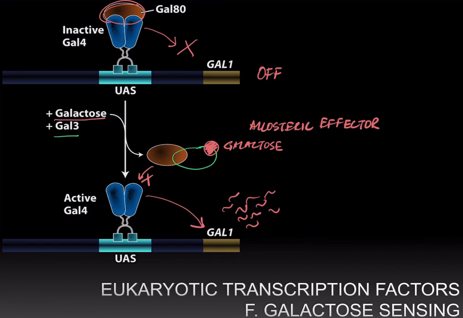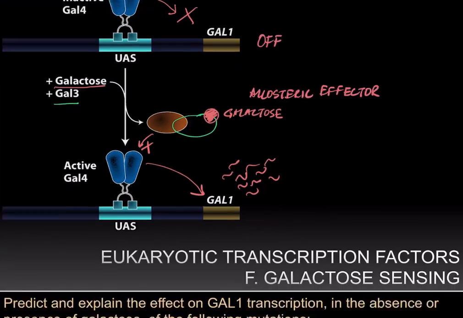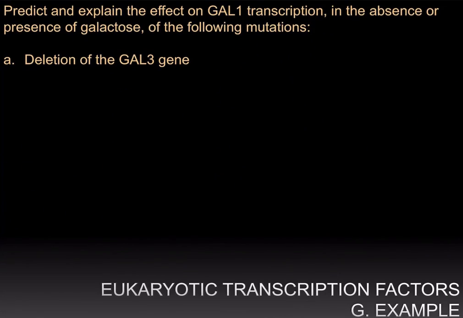Next, let us do an example. Predict and explain the effect on GAL1 transcription in the absence or presence of galactose of the following mutations. And the first one is the deletion of the GAL3 gene.